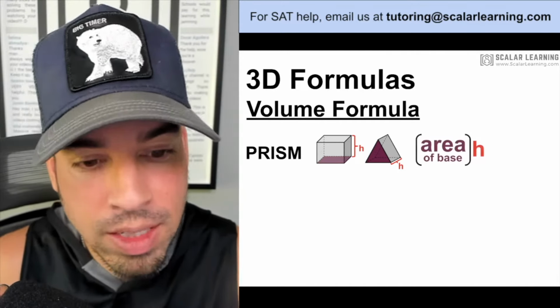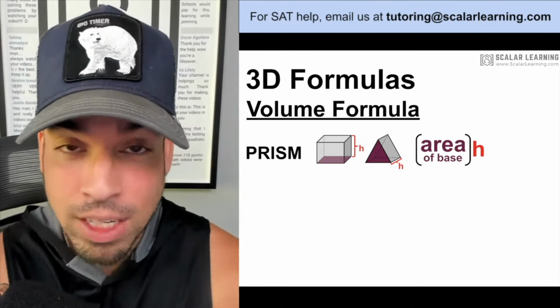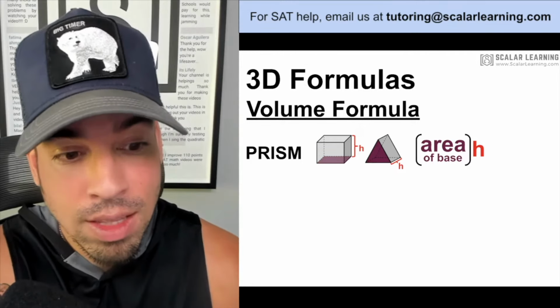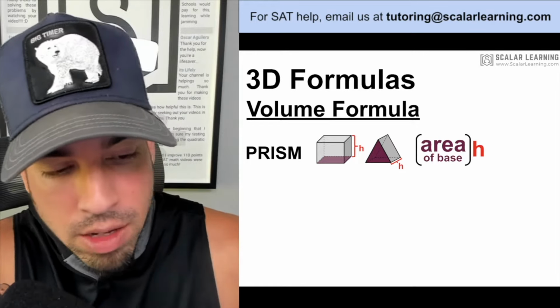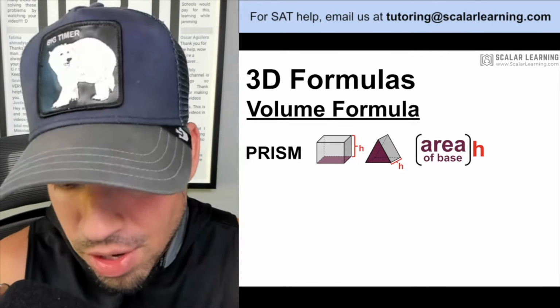The volume is simply the area of the base. So whatever is that shape that's being extended back, you calculate the area of that, and then you multiply it by the height. So that doesn't matter if it's rectangular, triangular, or whatever. You just have to get that area of the base.